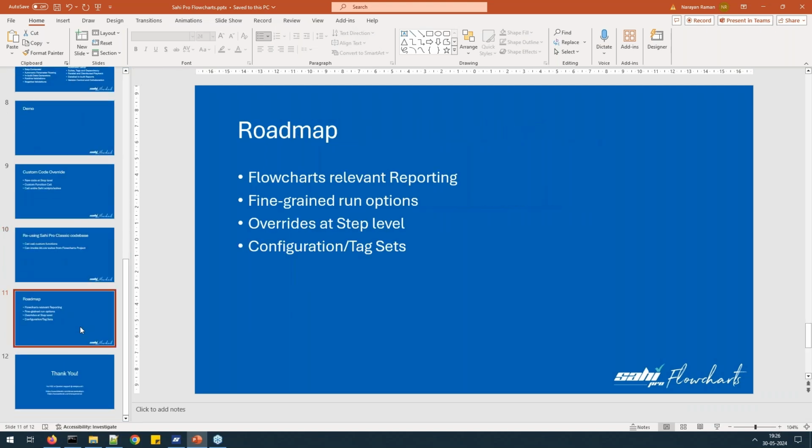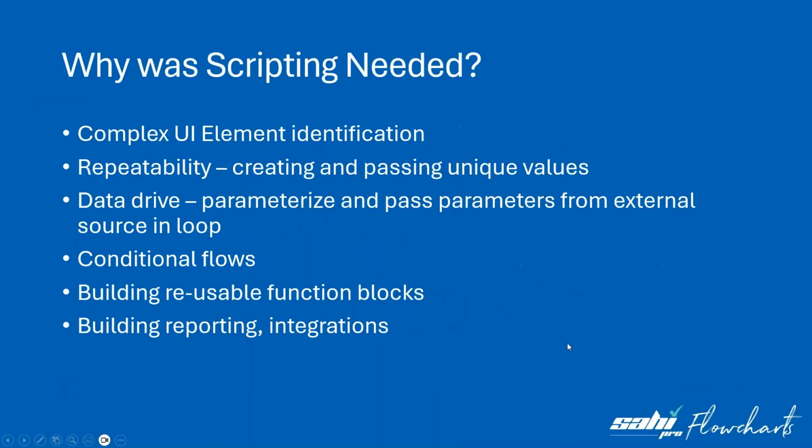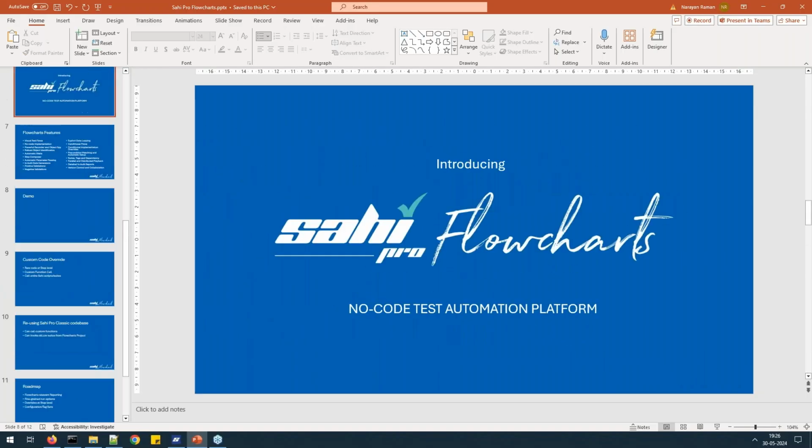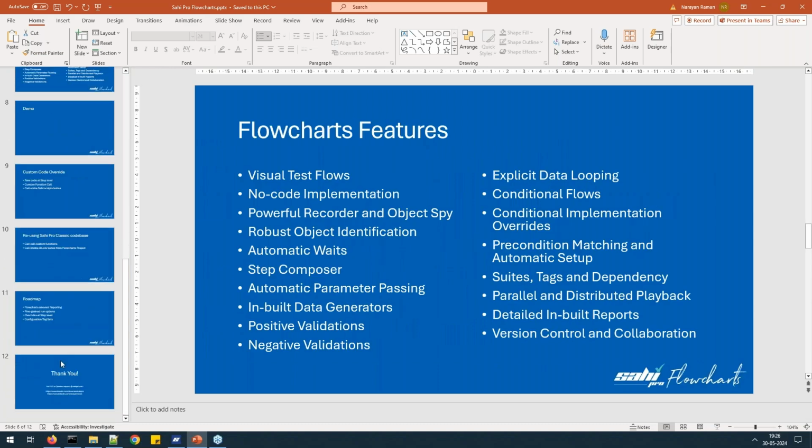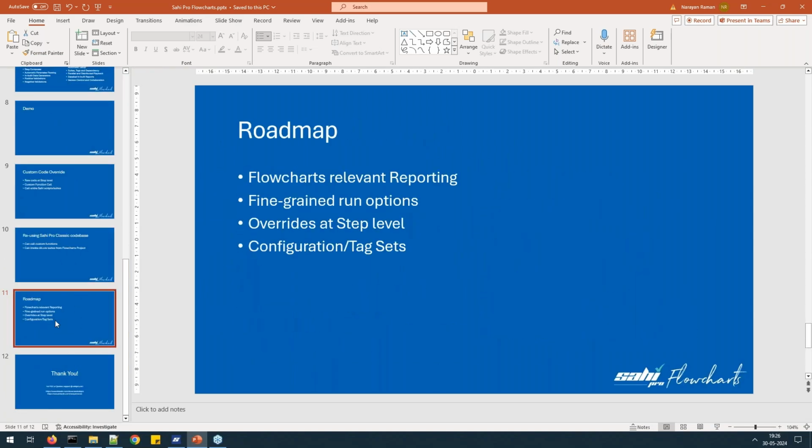In the roadmap, the reporting right now is as it is seen in Sahi Pro, so we will be tuning it specifically for flowcharts. There are also some run options that need more fine-grained control. We want to do another override at the step level. These are some of the things that we are working on.